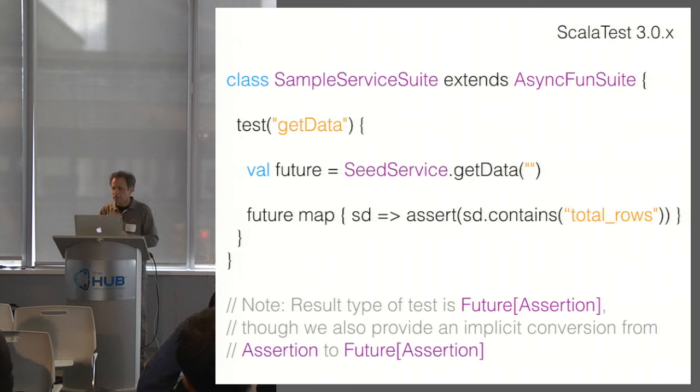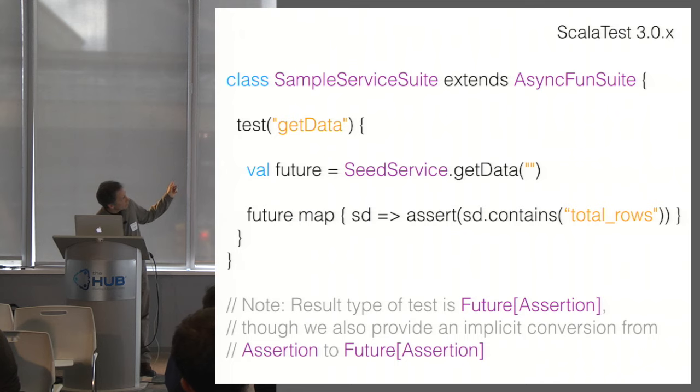So the way we did it is, for every one of the many style traits, there's now an async flavor. So for WordSpec, there's AsyncWordSpec. And the difference is that in AsyncWordSpec, the result type of the test is Future[Assertion]. And there's also an implicit conversion from Assertion to Future[Assertion], so that if you want to mix in some synchronous tests in the middle of some async ones, then you can, right? But that's what it looks like.